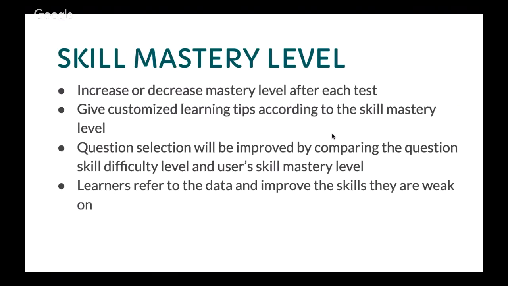The question selection will also be improved by comparing the question skill difficulty level and the user's skill mastery level. For example, there's one skill with 2 questions which have difficulty 0.3 and 0.6, and the user has 70% skill mastery. Then the question with difficulty 0.6 will be chosen. The learner can also have an overview of the skills and his mastery level for each one to decide which skill to improve on. Next slide, please.